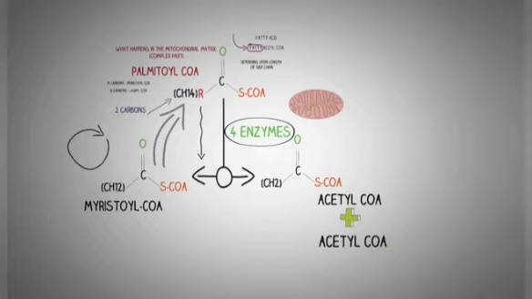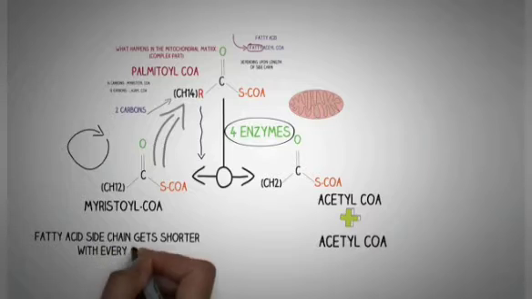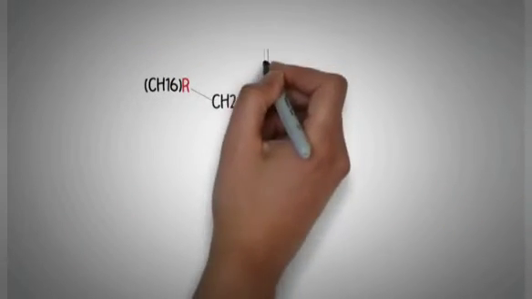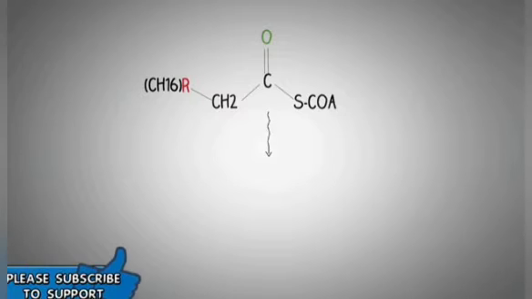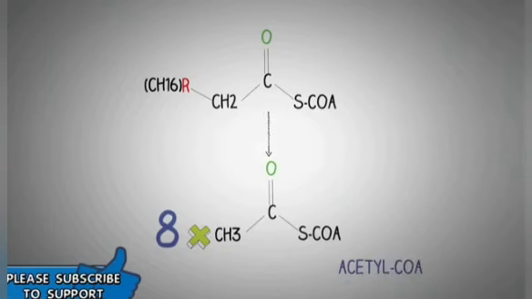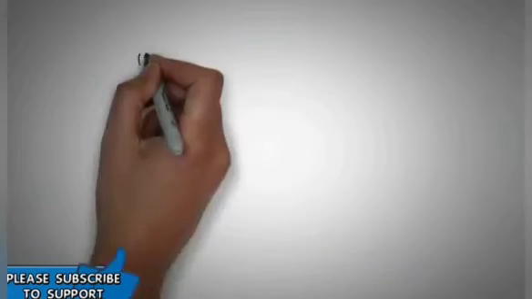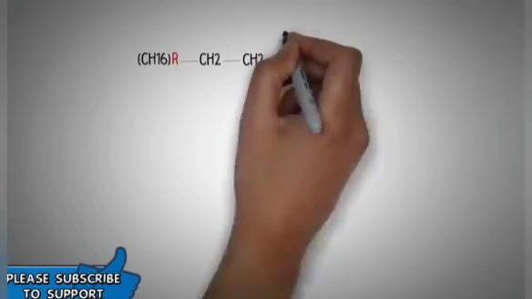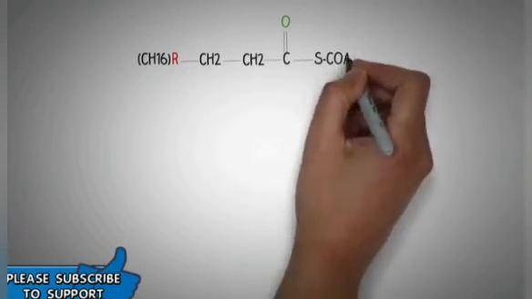With every cycle of beta oxidation, the fatty acid side chain gets shorter, and palmitoyl CoA, when completely metabolized by these 4 enzymes, gives rise to 8 molecules of acetyl CoA. Now let's look at how a 16 carbon fatty acid, the palmitoyl CoA, is broken down completely into 8 molecules of acetyl CoA through the process of beta oxidation in the mitochondrial matrix. So we begin this example with this 16 carbon fatty acid which is called palmitoyl CoA.